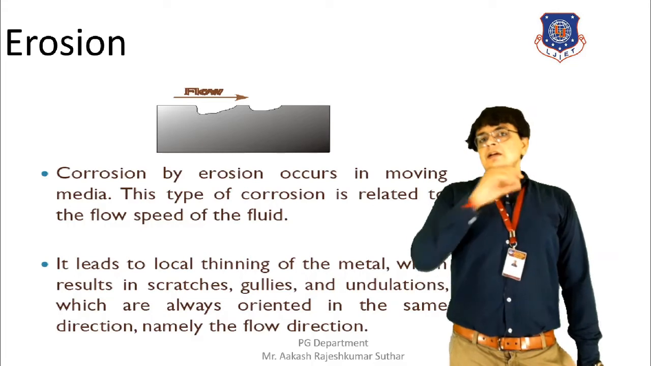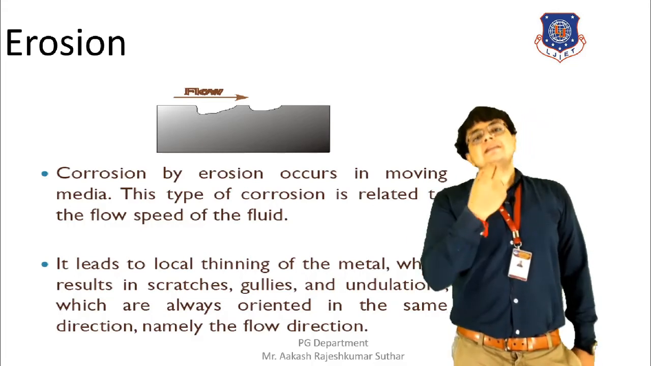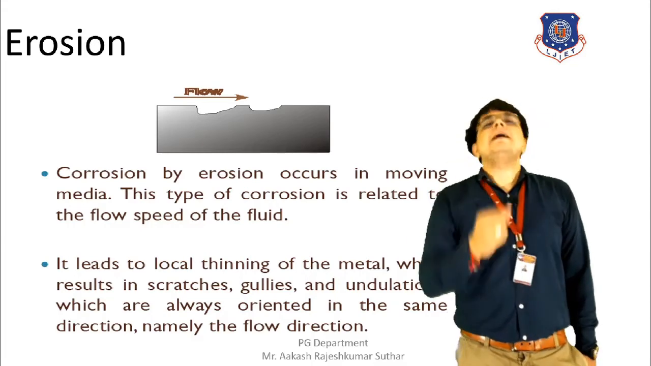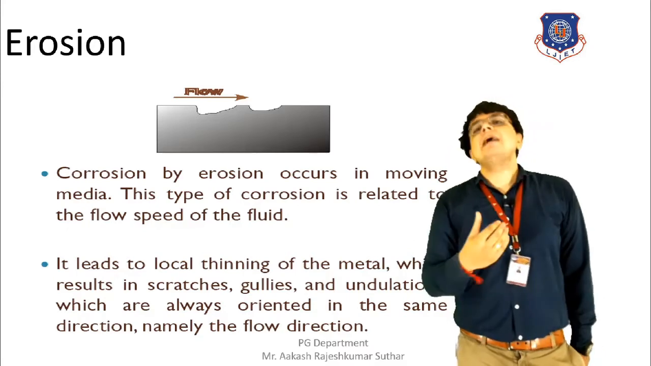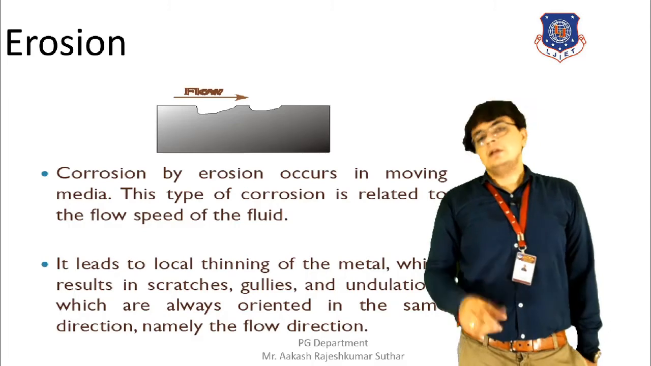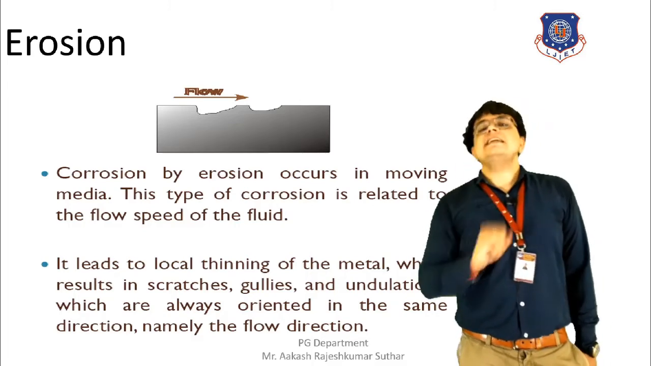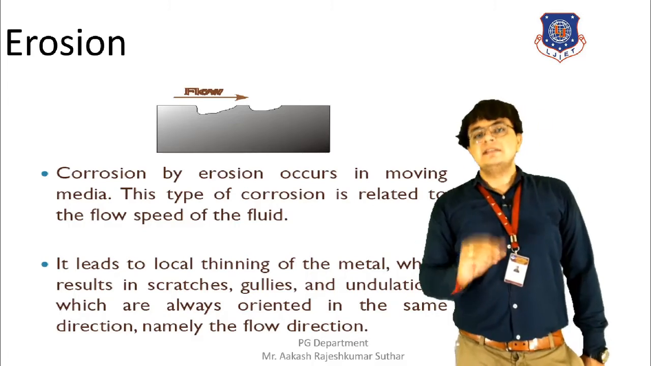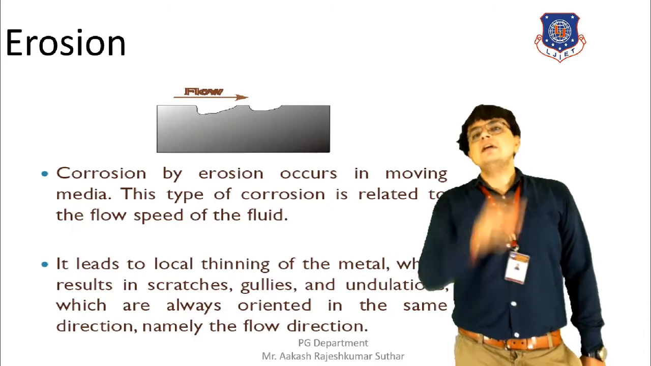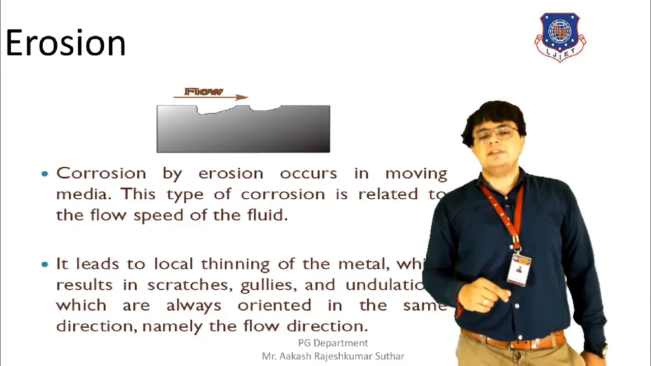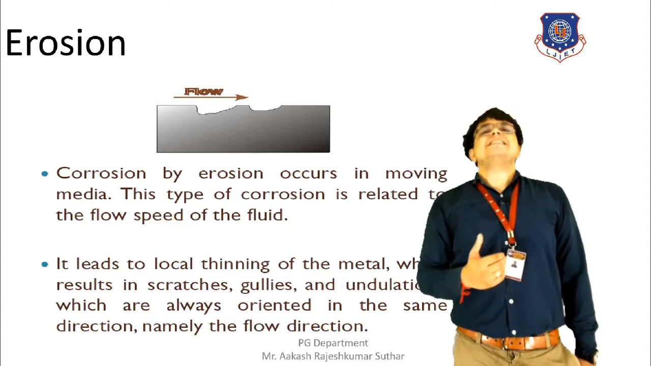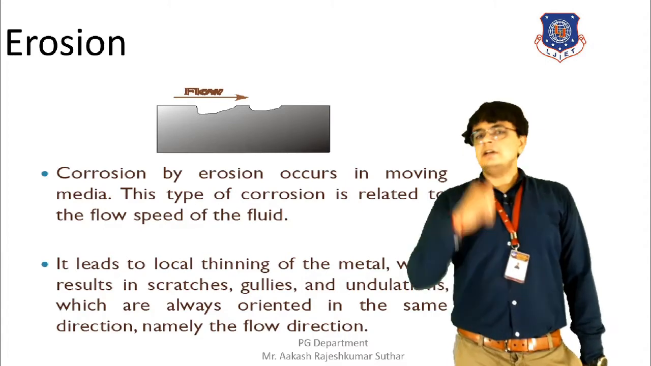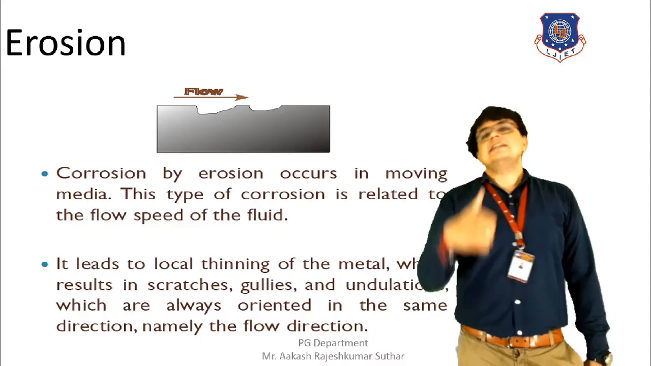Mainly by the flowing of water through the material or the pipe, thinning of the material, for example a pipe, takes place. As a result of this, scratches will be formed on the surface, gullies will be formed on the surface, undulations will be formed on the surface. As a result of this, removal of the material takes place. And as a result of this, the corrosion will take place.